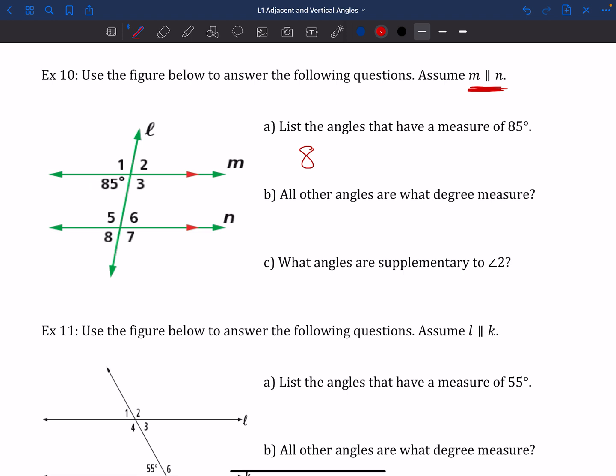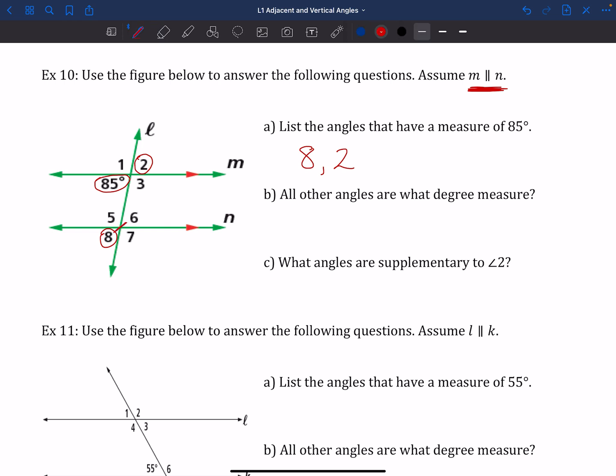If I'm looking at anything else with the 85 degree one there, I know that it's vertical from angle 2, and we know that vertical angles should also be the same measure. So angle 8 and angle 2, those are all 85 degrees. And then there's one more on there. Angle 6 has a couple different ways that we could get there. Angles 2 and 6 are corresponding. They're in the same part of their intersections.